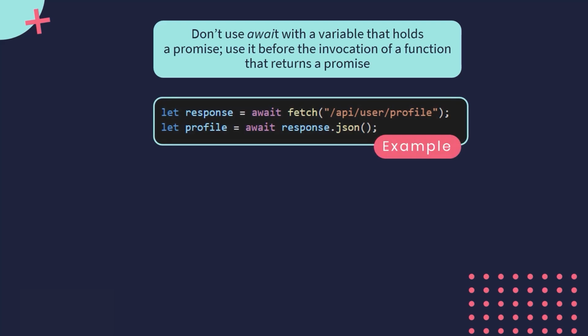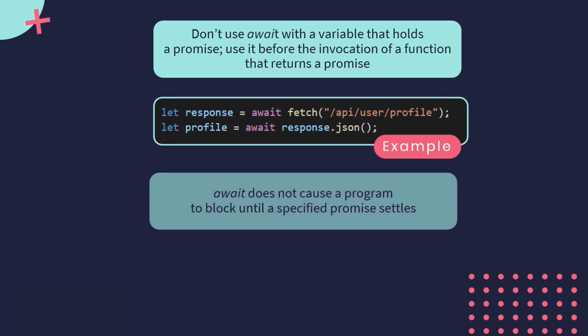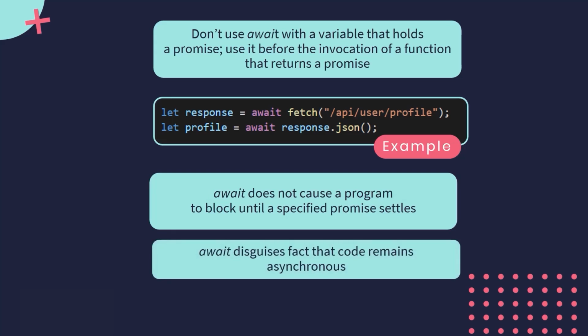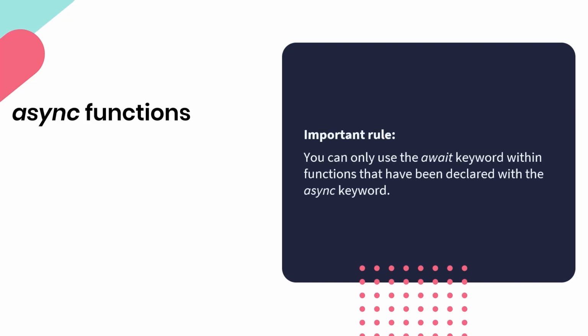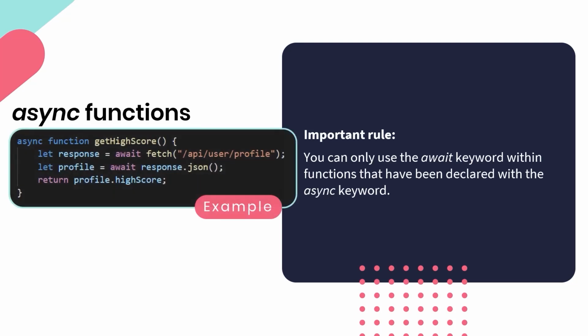It's critical to understand right away that the await keyword does not cause your program to block and literally do nothing until the specified promise settles. The code remains asynchronous, and the await simply disguises this fact. Now, this means that any code that uses await is itself asynchronous. Because any code that uses await is asynchronous, there is one critical rule. You can only use the await keyword within functions that have been declared with the async keyword. Here is a getHighScore function written to use async and await.